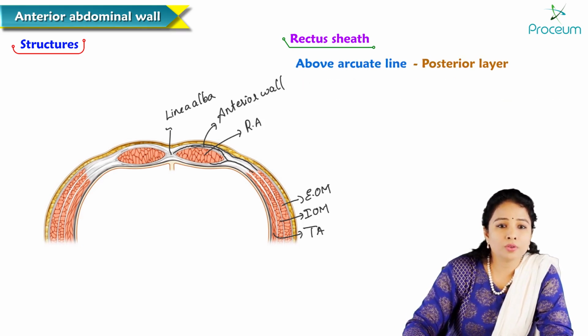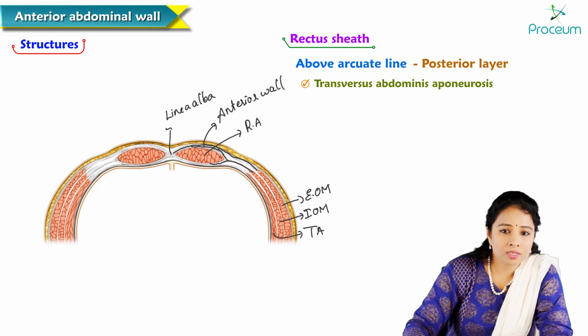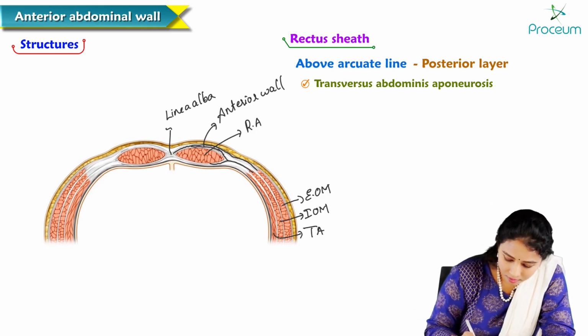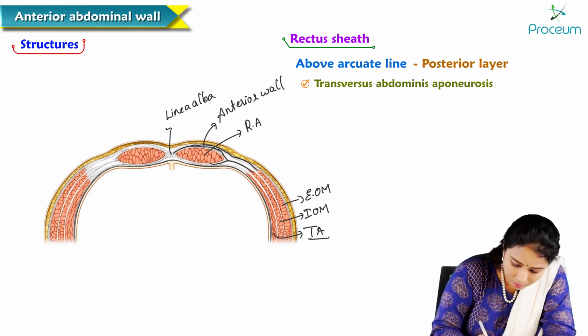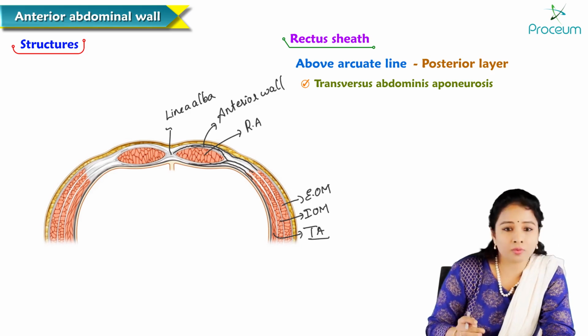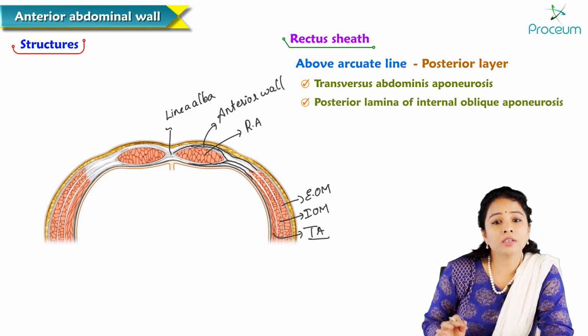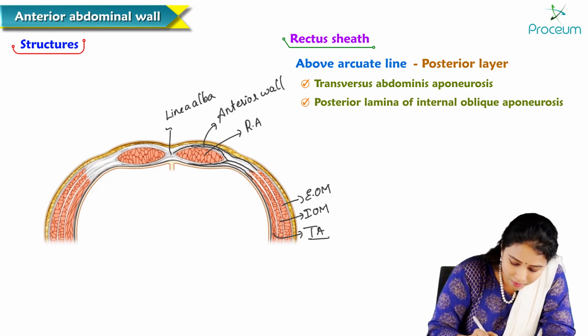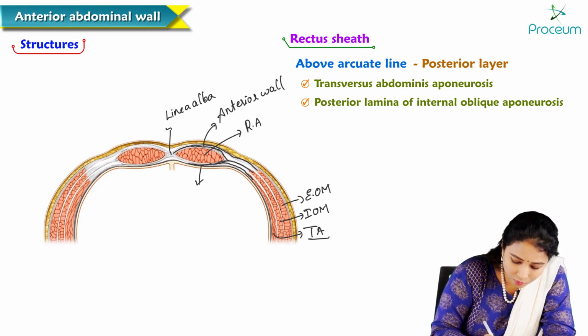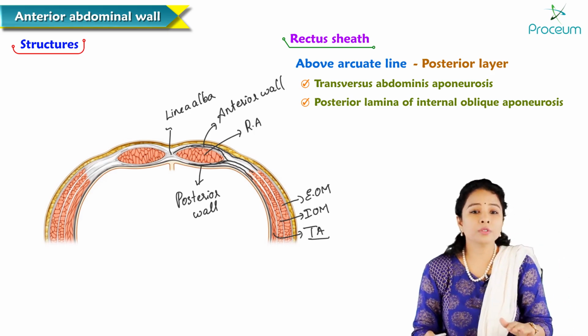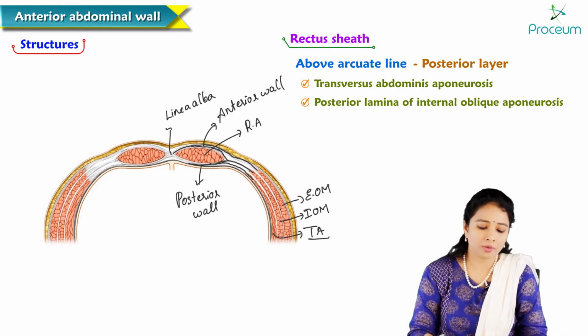The posterior wall is composed of the transversus abdominis aponeurosis. So here is the transversus abdominis aponeurosis, which is continuous along the posterior wall, and also the posterior lamina of the internal oblique aponeurosis. Both together blend to form the posterior wall of the rectus sheath. So this is the composition of the rectus sheath above the arcuate line.